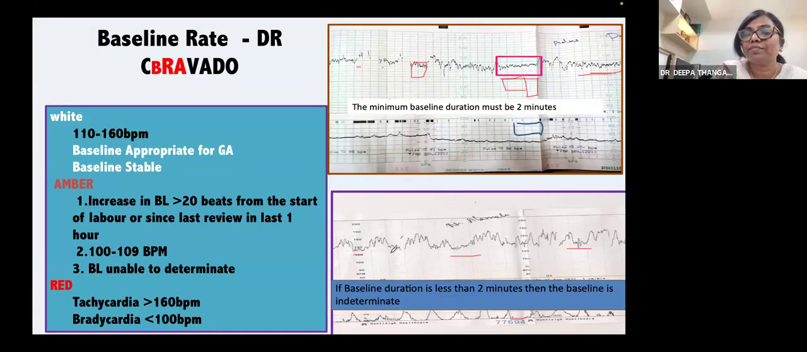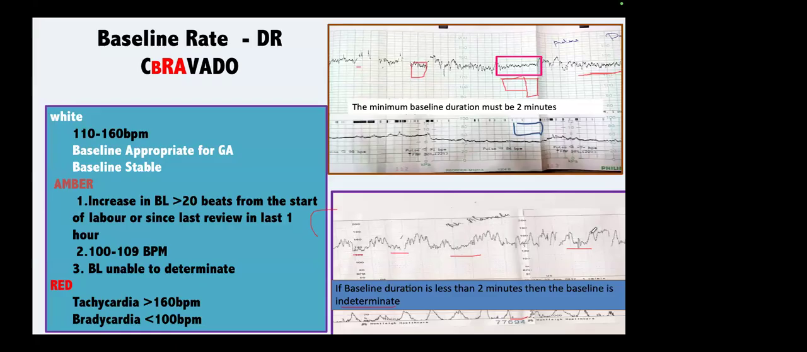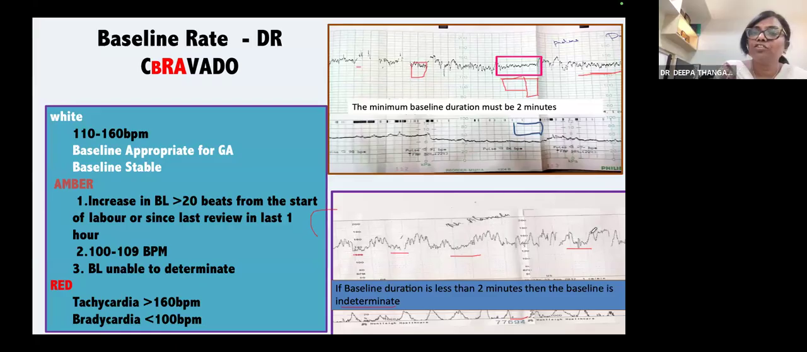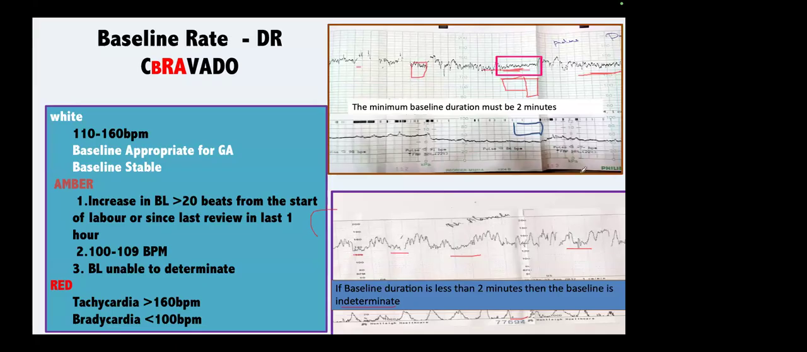So what do you call this? Indeterminate. So this baseline is indeterminate. What do you do now? We have to see the previous CTG to look for the baseline heartbeat. If this is the first CTG, then you cannot stop at 20 minutes or 40 minutes. You have to continue the trace till you see this kind of baseline.